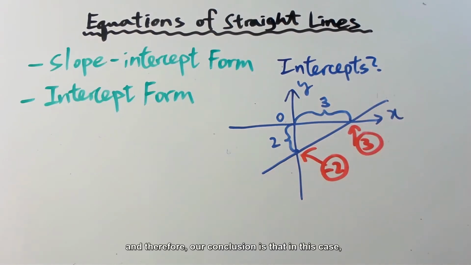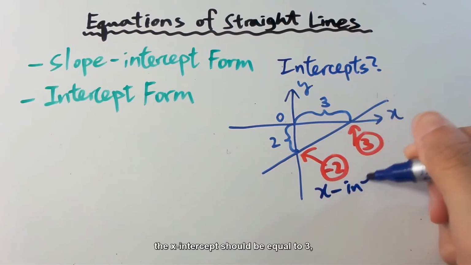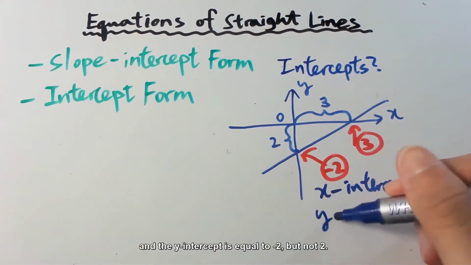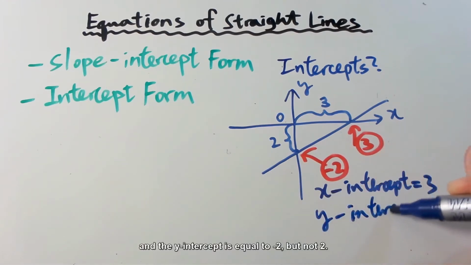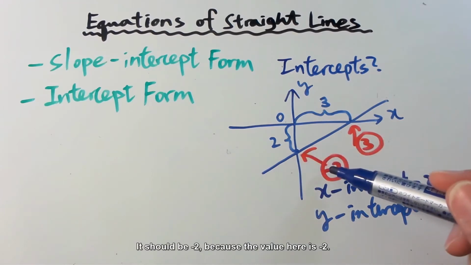Therefore, our conclusion is that in this case, the x-intercept should be equal to 3, and the y-intercept is equal to minus 2. But not 2, it should be minus 2 because the value here is minus 2.